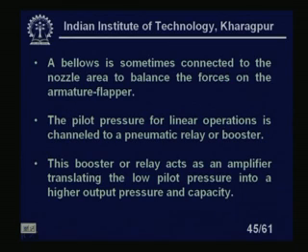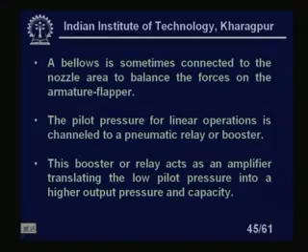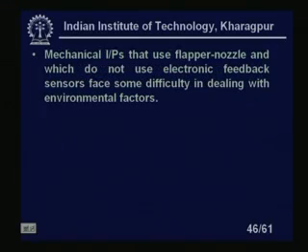Okay, because the capacity is also important, because the capacity of this system might be very small. In this case, we have higher capacities, we can use both the capacity and range. I can go to the booster circuit or relay circuit. Mechanical I to P converter, that means current to pressure converter, that use a flapper nozzle and do not use an electronic feedback sensor, face some difficulty in dealing with the environmental factors.